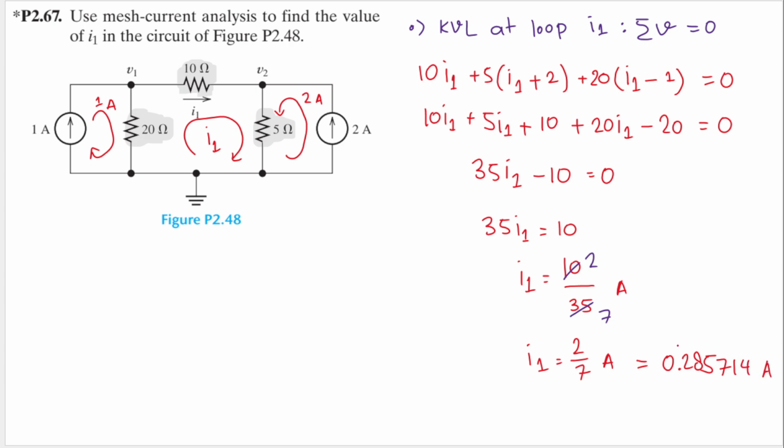But we can also write it in milliampere. So I1 is equal to, let's multiply this by 1000, 285.714. And the unit here will be milliampere. I think that is the final result of problem 2.67. We already used mesh current analysis, and we got the result here. Let's highlight the result.